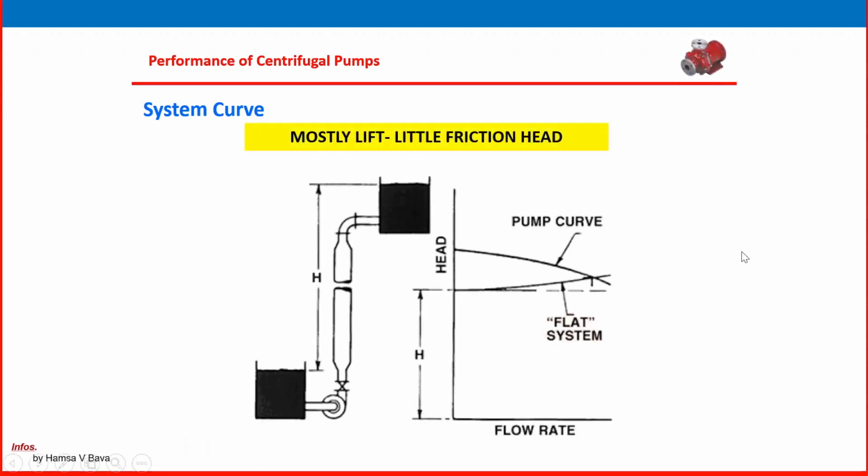Another one is mostly lift, little friction head. See, the friction head is lifted here at this point, so it is starting from here. So the pump curve is here and it is crossing here. The system curve and pump curve start crossing at this point.